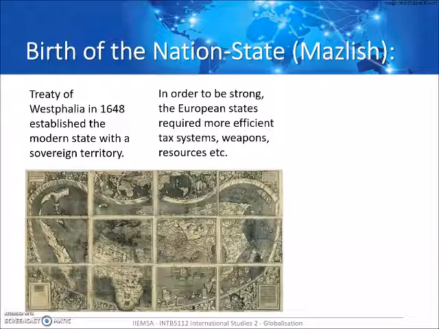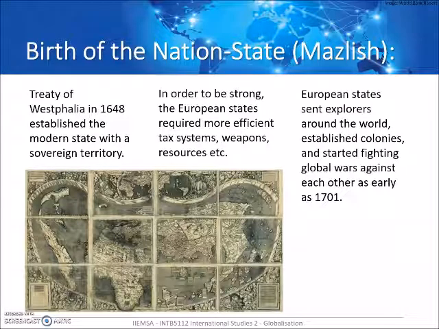This also meant that the European states, and this was one of the reasons why they established a treaty, also realized that they needed more efficient tax systems, that they needed more resources in order to be stronger. Because although they had signed a treaty, they were still in competition with each other, right?